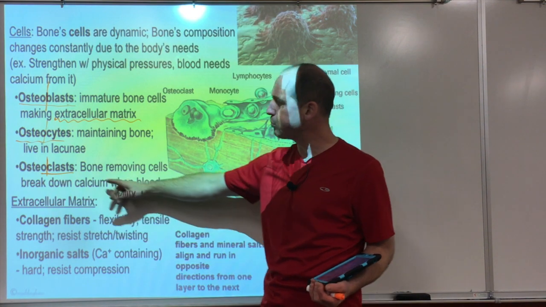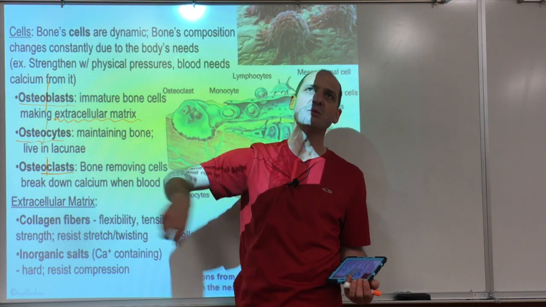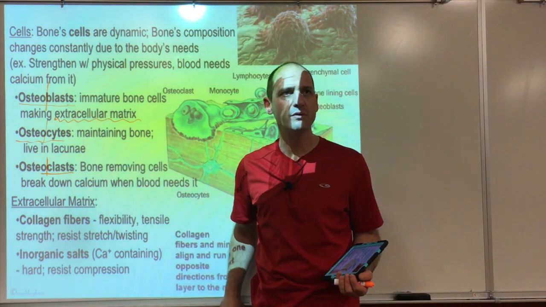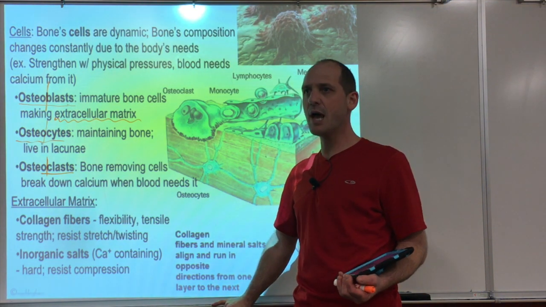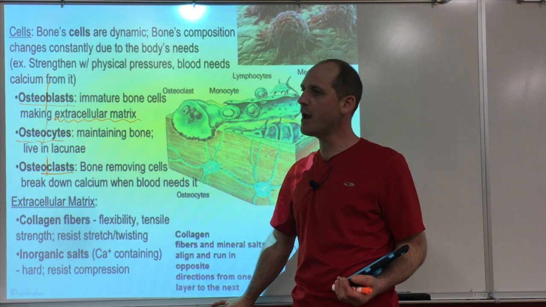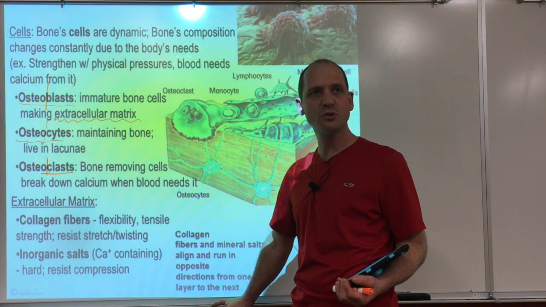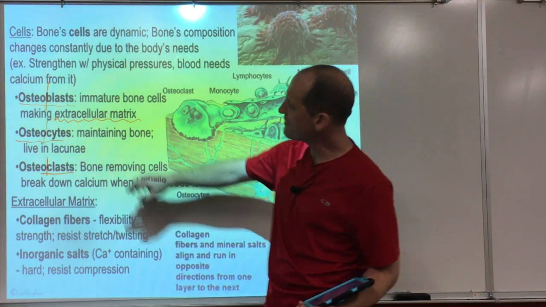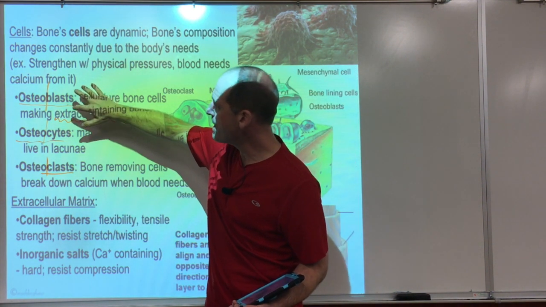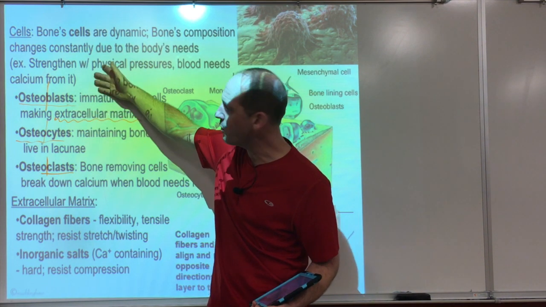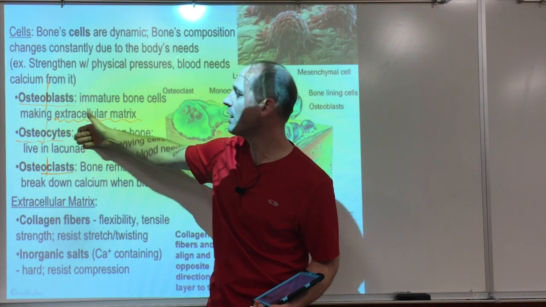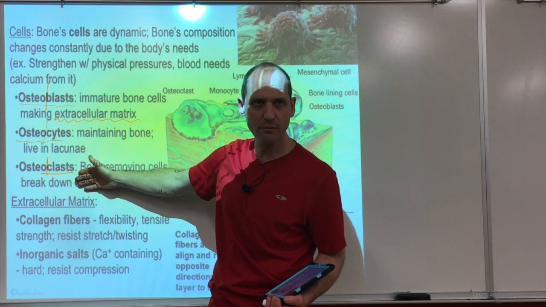So the osteoclasts come from the immune system, and they reside in the bone, and eat calcium and deliver it to the bloodstream when we need it. So we have cells that make the calcium, build up the bone. We have cells that maintain the bone, and we have cells that break down the bone.